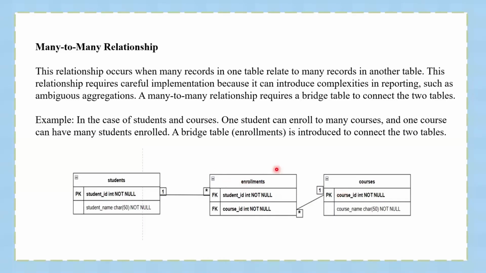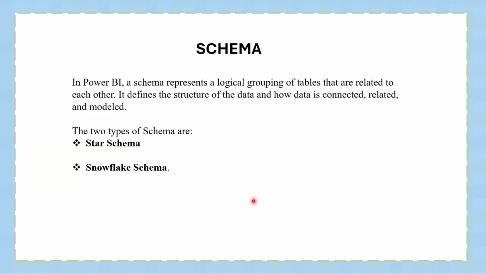Now you have a bridge table that is carrying the many side, and you can relate your dimension students table and dimension courses table to this enrollment table. Now, I also want to explain what schema is before we go over to Power BI, where I will show us the practical example of how relationships work, or how you can relate your tables together in your model view in Power BI Desktop.